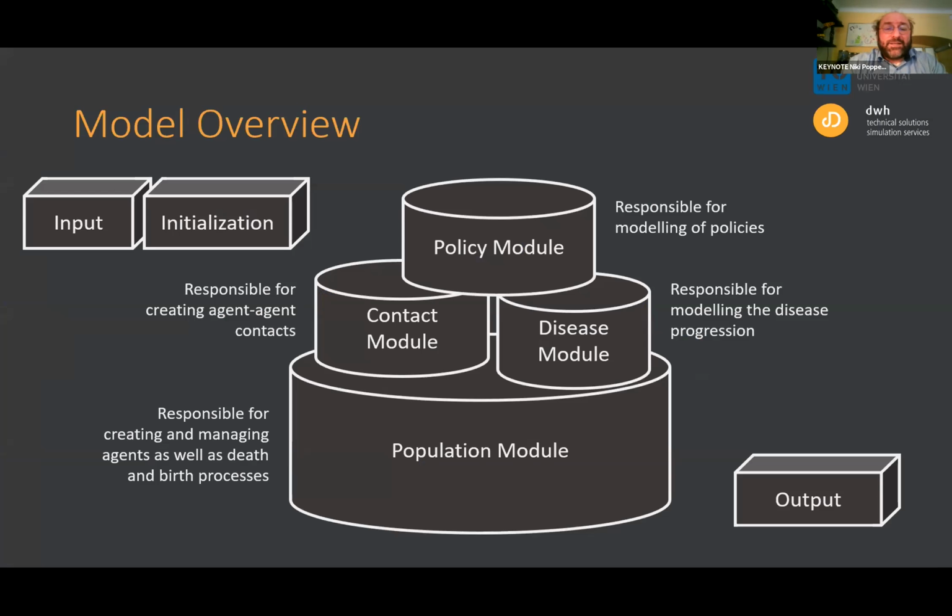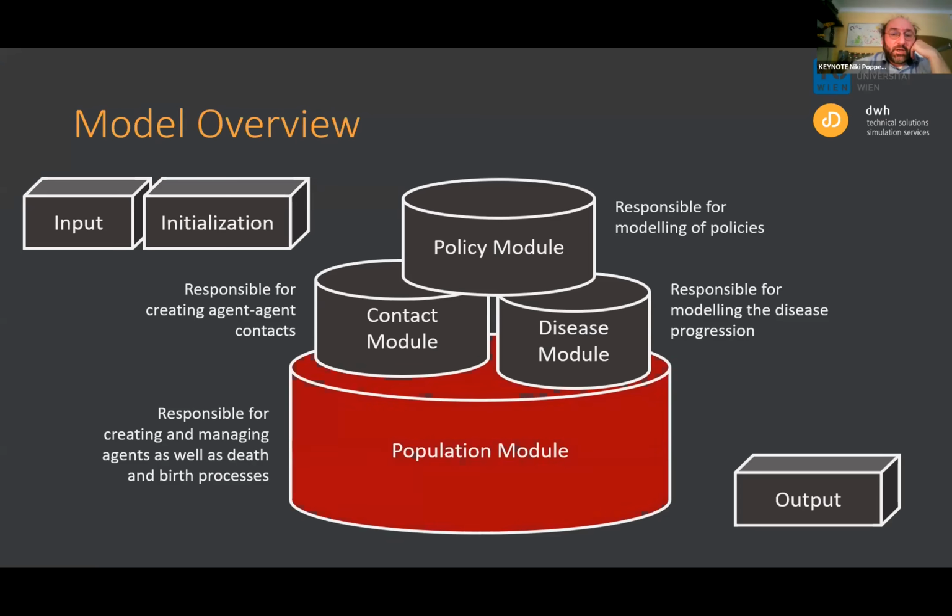The basic idea is that we use a modular concept. We have modules in our model where we can reuse various of these parts, and so improve the quality and reduce the time span we need to implement a model for a new application, like COVID-19 was at the beginning of this year.